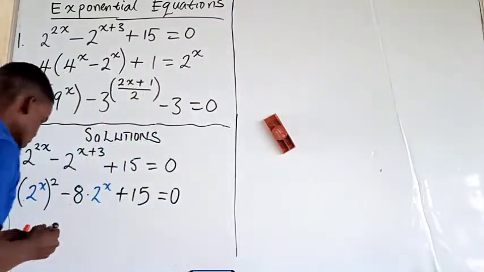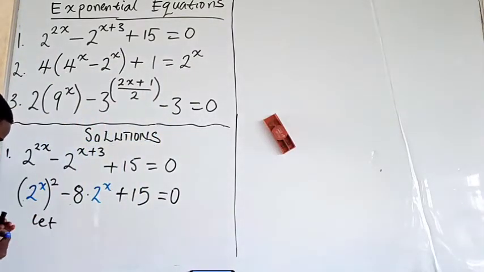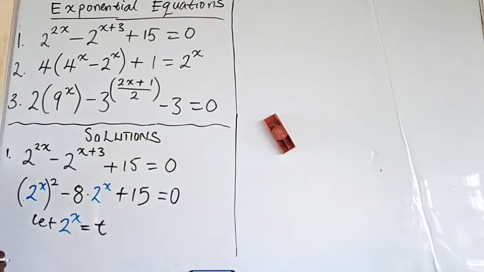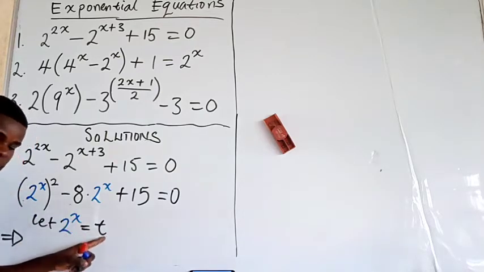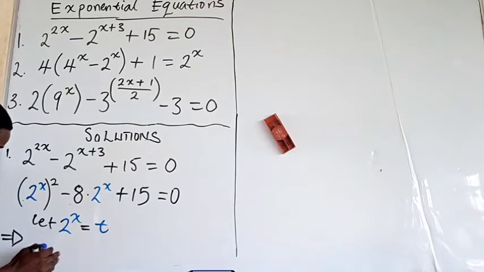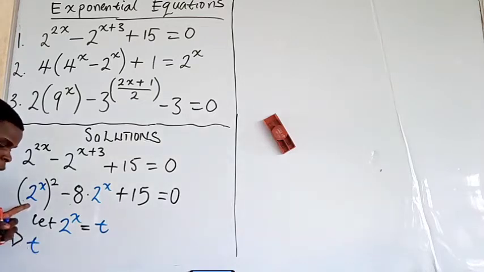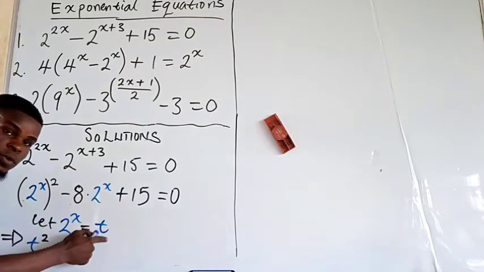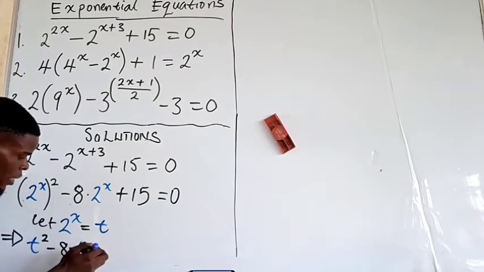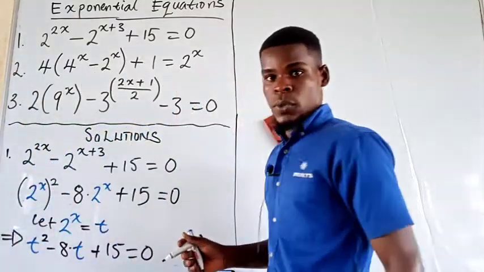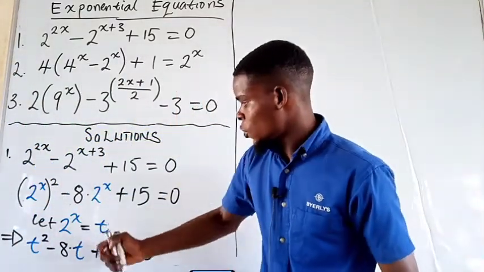For example, here I say let 2 to the power of x be equal to t. If we have that, this means that on the left-hand side, in place of 2 to the power of x, we are going to put t. In fact, let's make this in blue. So that will become t in place of 2 to the power of x, and we square that. Minus 8 times, in place of 2 to the power of x, we just put t. And then we add 15 to that, and equate it to 0. So that is what you get. In place of 2 to the power of x, we just substitute t.